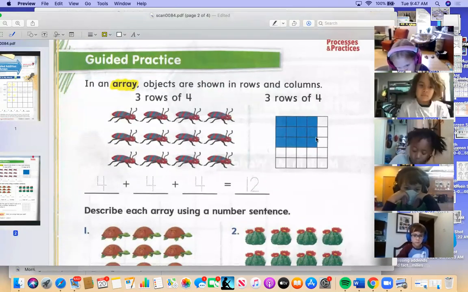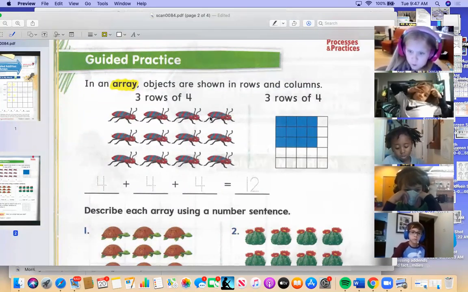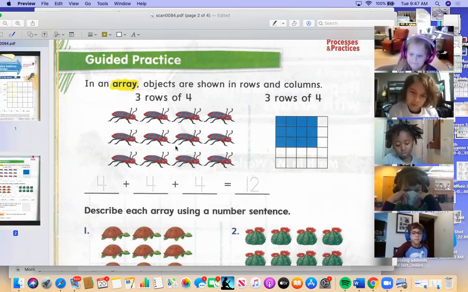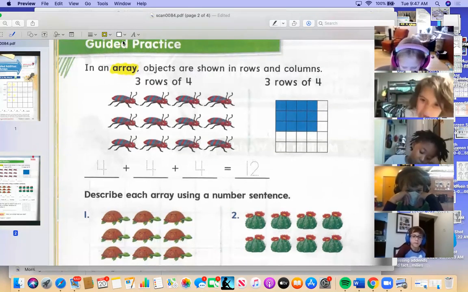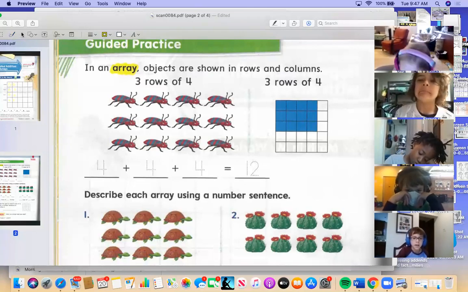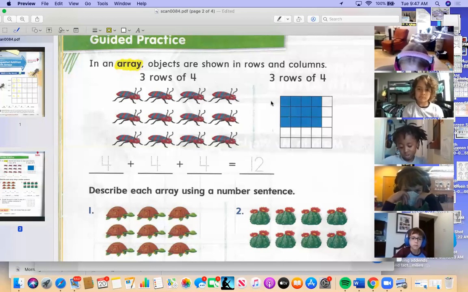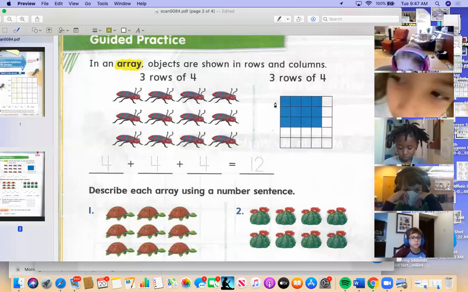So in an array, eyes up here, everybody. In an array, objects are shown in rows and columns. So here we have 3 rows of 4 on the array. It's shown like this, 3 rows of 4. So rows go like this. Think of it like you're rowing your boat. You'll go side to side. So this is a row.